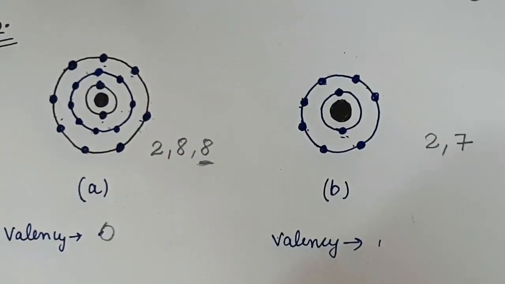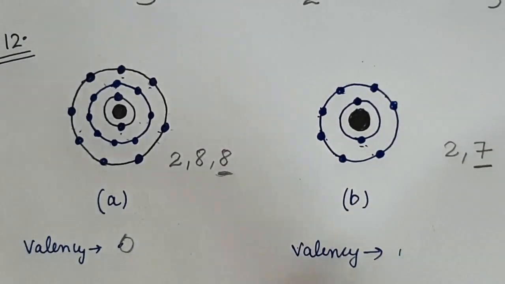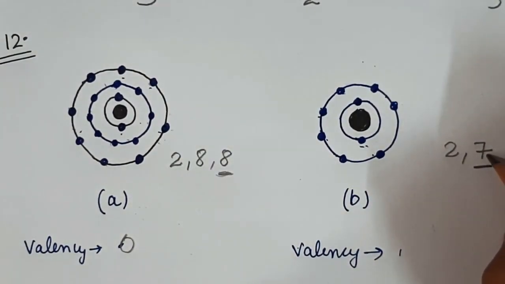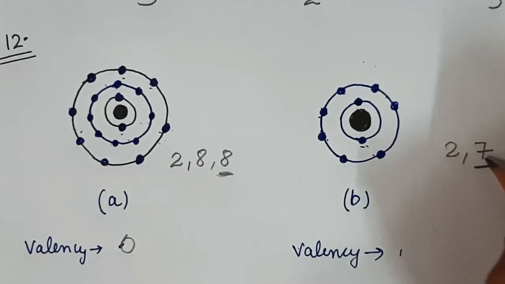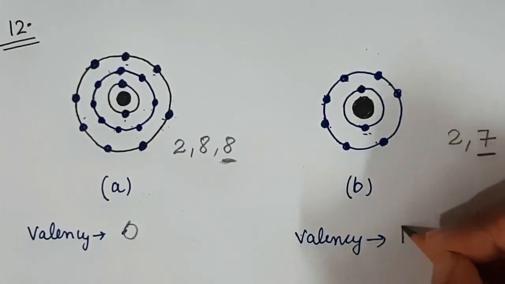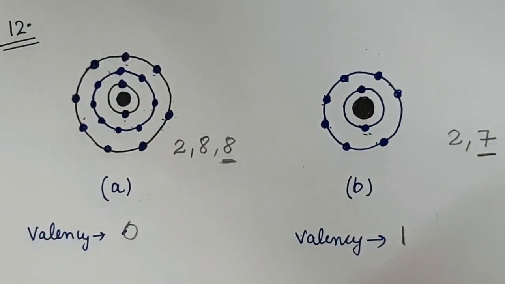Similarly, calculate for the B part. Write down the electronic configuration. What will it be? 2 electrons in the first shell, 7 electrons in the second shell. So the outermost shell has 7 electrons. So what will it do in order to complete its octet? It will gain 1 electron. So what will be the valency? Valency will be 1. Clear, students?